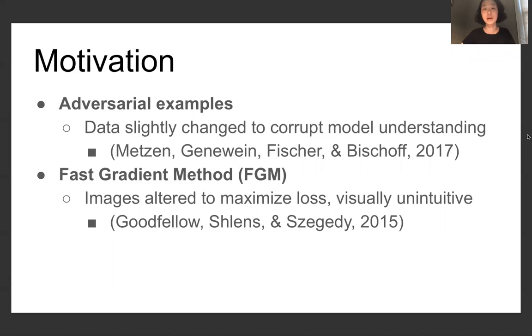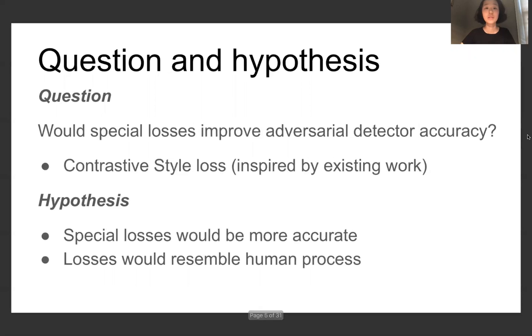As such, it's important to have some kind of scalable and automatic method to detect these adversarial examples, because a human cannot be expected to do this when we are talking about the frequently thousands and thousands of examples that could go into a model's training. That's where my project comes in. It seeks to ask the question of whether special losses would improve adversarial detector accuracy. Of course, my hypothesis was that the contrastive style loss, my proposed loss, would increase the accuracy because I designed that loss to resemble the human process.